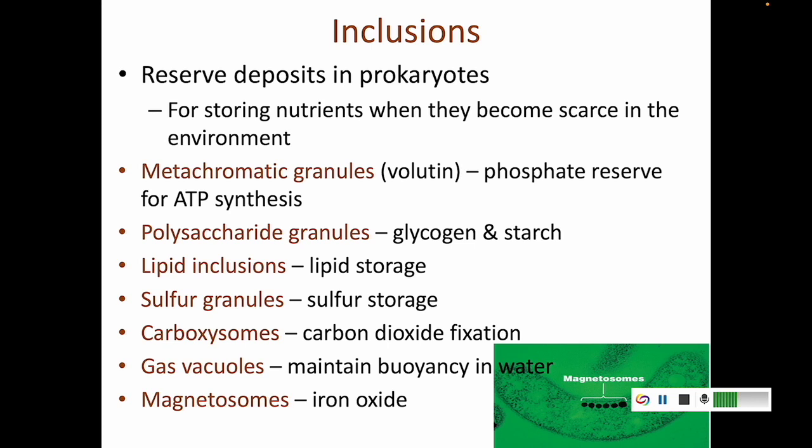Lipid inclusions store lipid. Sulfur granules store sulfur. Carboxysomes store carbon dioxide. Gas vacuoles fill with gas, which allows bacteria to be buoyant in the water. And magnetosomes, you can see the magnetosomes here in this picture, are where they store iron, which makes them slightly magnetic.